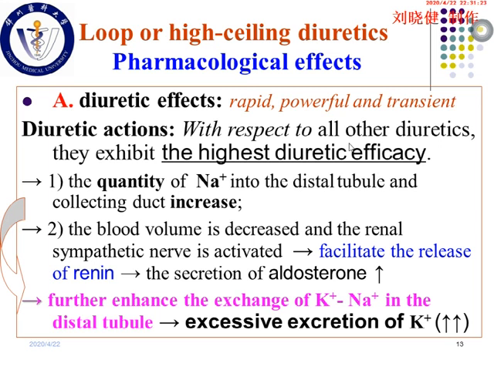Because of inhibition of the sodium-potassium-chloride cotransporter, this drug leads to two results. The quantity of sodium into the distal tubule and collecting duct increases, and the body volume is decreased, and the renal sympathetic nerve is activated. This facilitates the release of renin, and finally it promotes the secretion of aldosterone. So both results lead to further enhancing the exchange of potassium and sodium ions in the distal tubule.